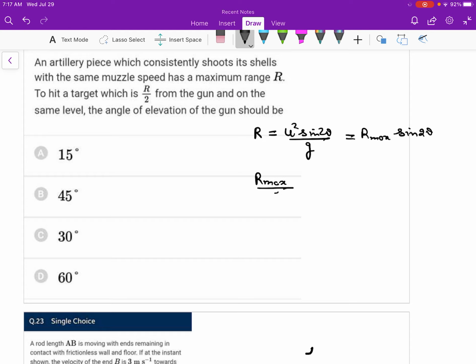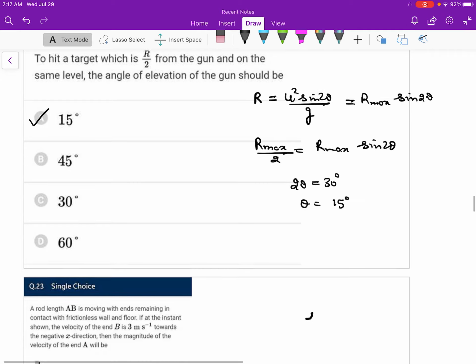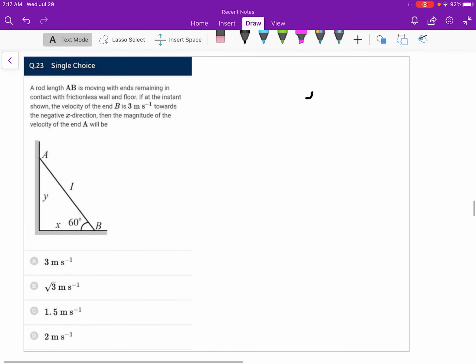So R max by 2 is R max sin 2 theta. So 2 theta equals 30 degree, or theta equals 15 degree. And the other answer is 90 minus 15, which is 75 degree, but only one option is given. So this is 15 degree. The magnitude of velocity of end A will be.